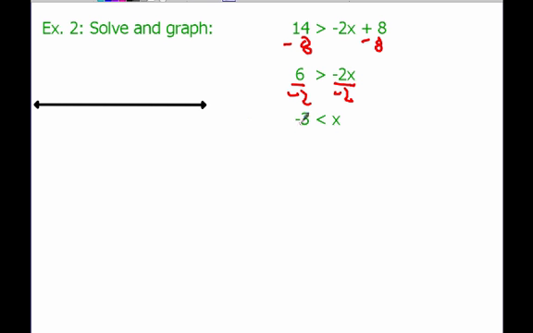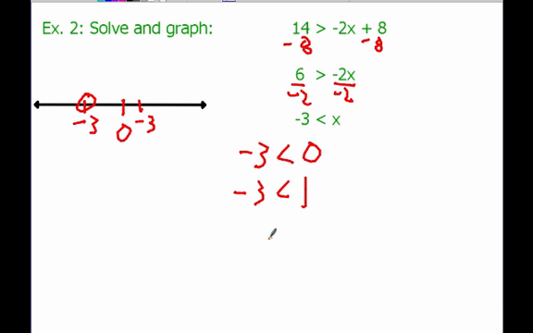So, to graph this, I'm going to put 0 on here. Here's -3. Because there's no equal to, we know it's an open circle. -3 is not in the solution. Now I need to think of some solutions, though. -3 is less than 0. That's true. And -3 is less than 1. That's a number that's bigger than -3. And how about -3 is less than 4? This is negative, this is positive. Obviously, -3 is less than 4.